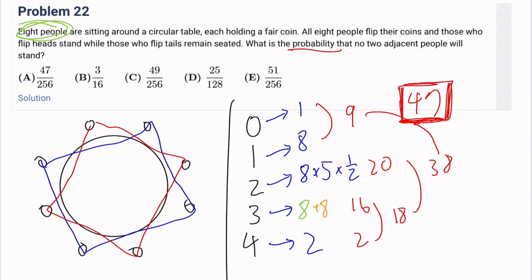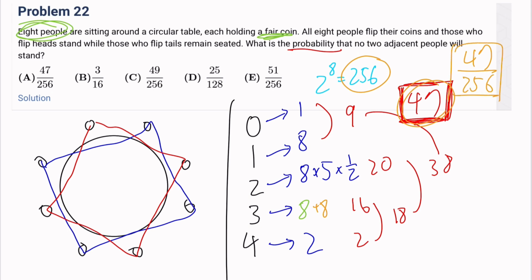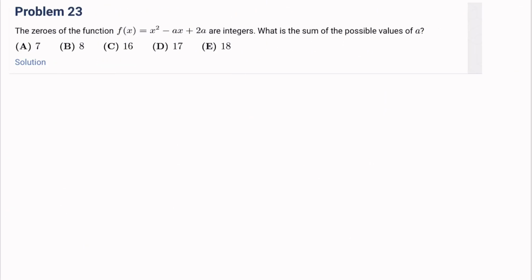8 people and they're holding a fair coin. So the total number of possible outcomes is 2 to the 8th power, which is 256, right? And so our probability will be 47 over 256, and that answer is found at A. The answer is A.